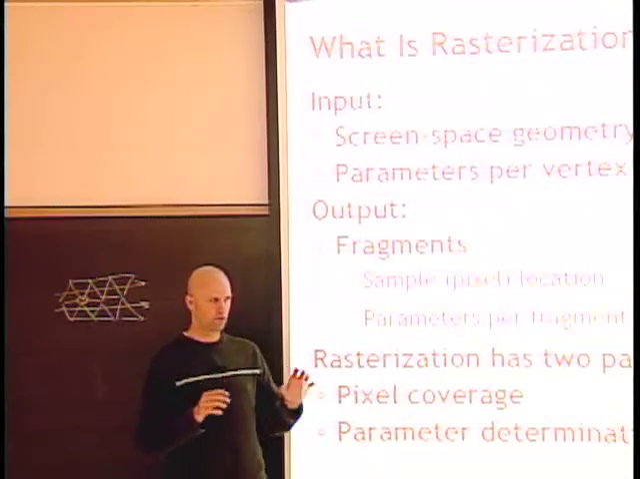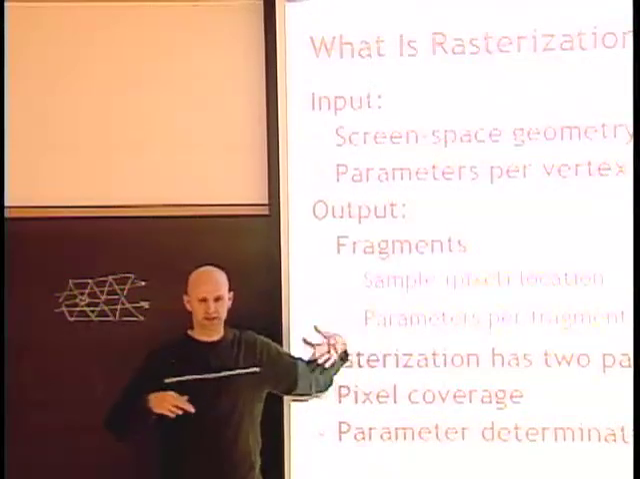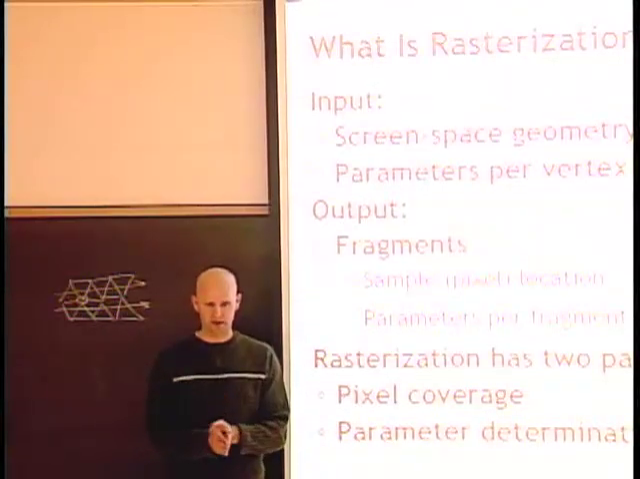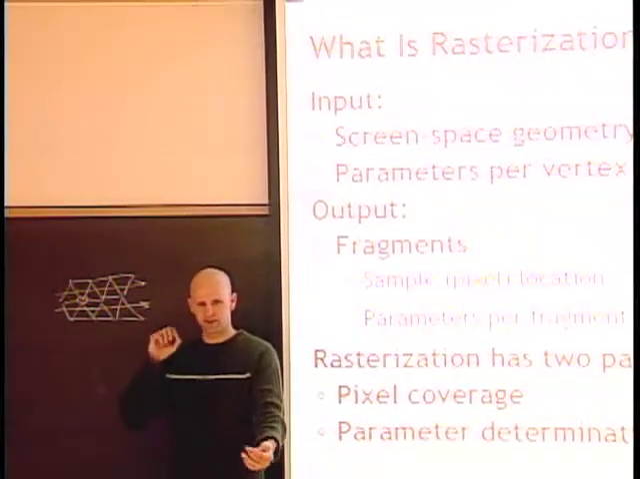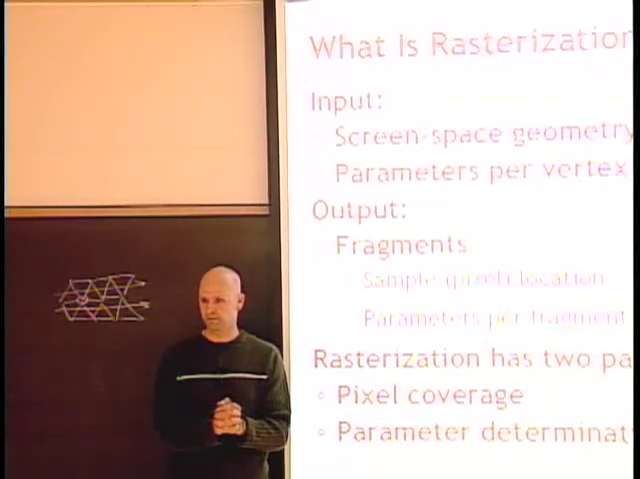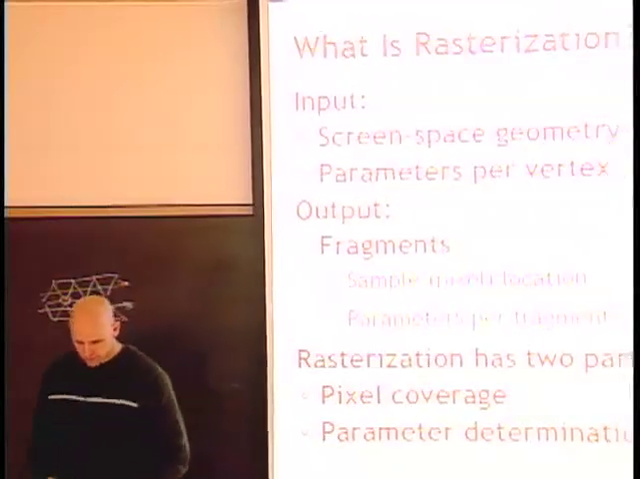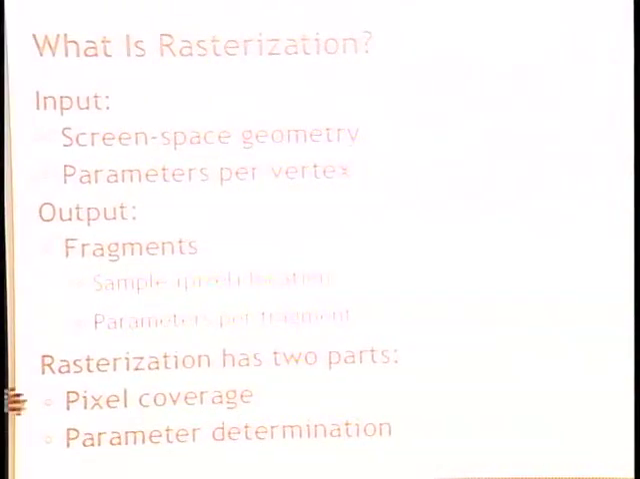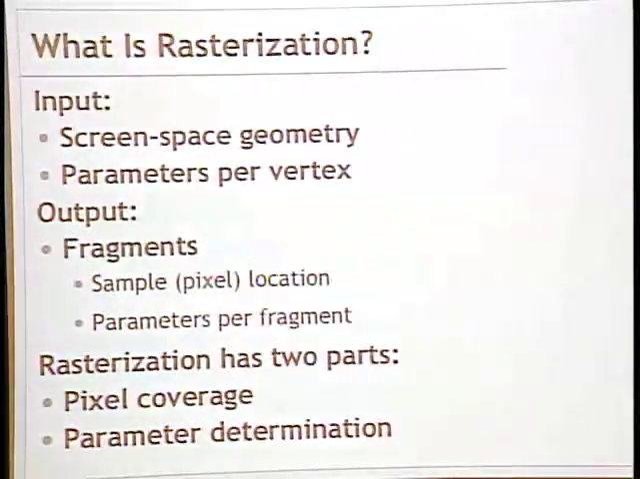So what I'm going to cover is rasterization. The next lecture is on texturing. And then the lecture after that is on composition and display. That's the process of composition: how do you take a bunch of fragments and put them together to make a single pixel? Cool? All right. So what we're going to start looking at is this first part here, which is pixel coverage. How do we know which pixels we cover?